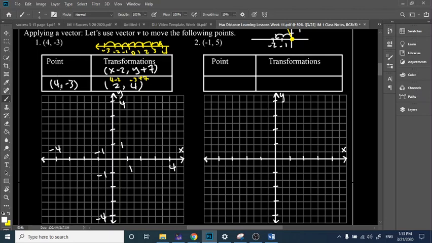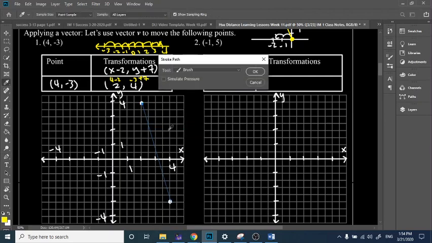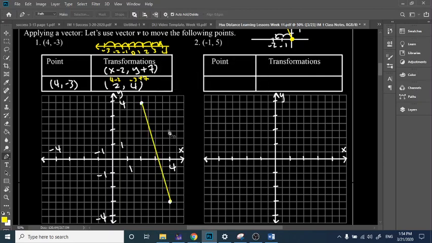Okay, so the start point is 4, -3. So let's see, 4, -3. That's our point. And our end is 2, 4. So if we were actually to draw a vector for that, we would do this. Obviously use a ruler. I'm using something called the pen tool. It's just a Photoshop tool that allows you to make things like that. So yeah, that's going to be what that is.